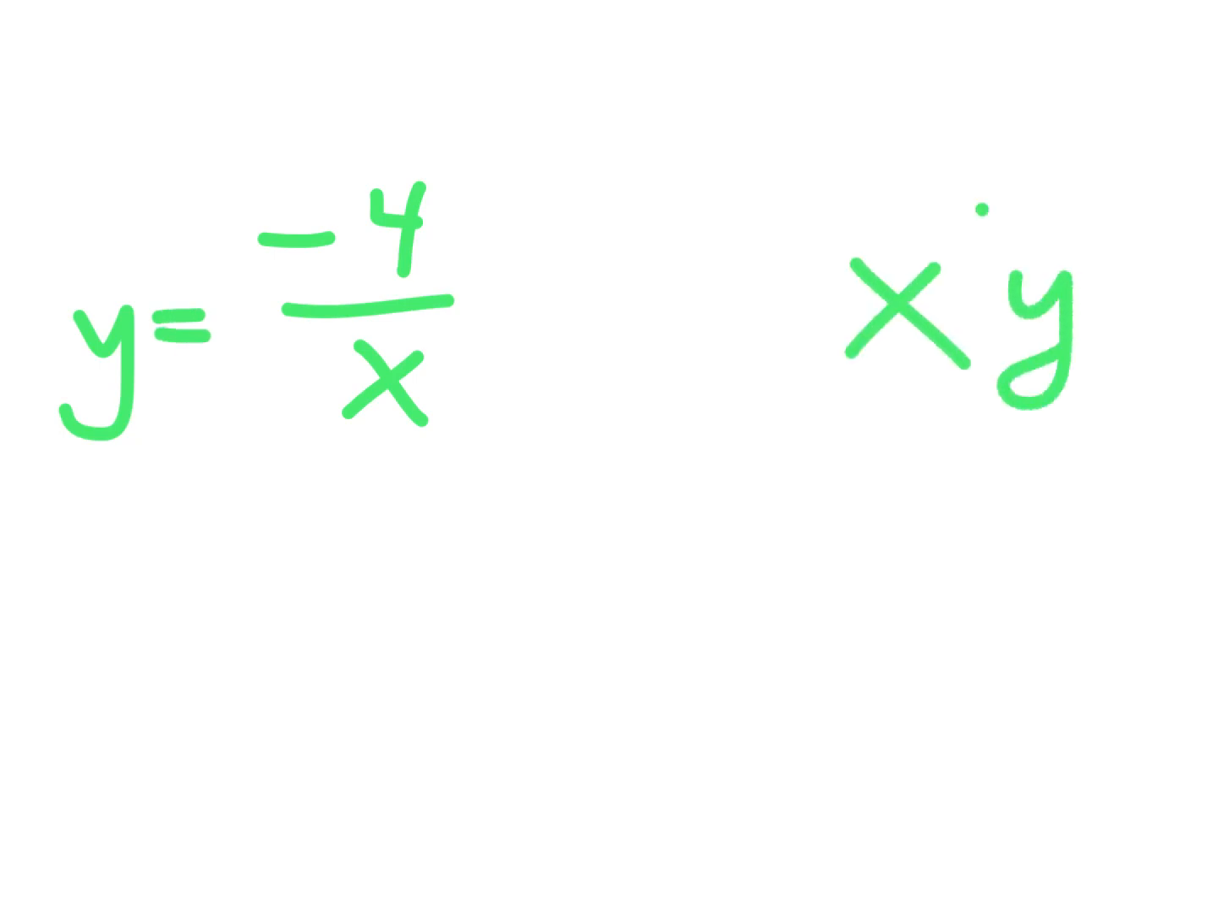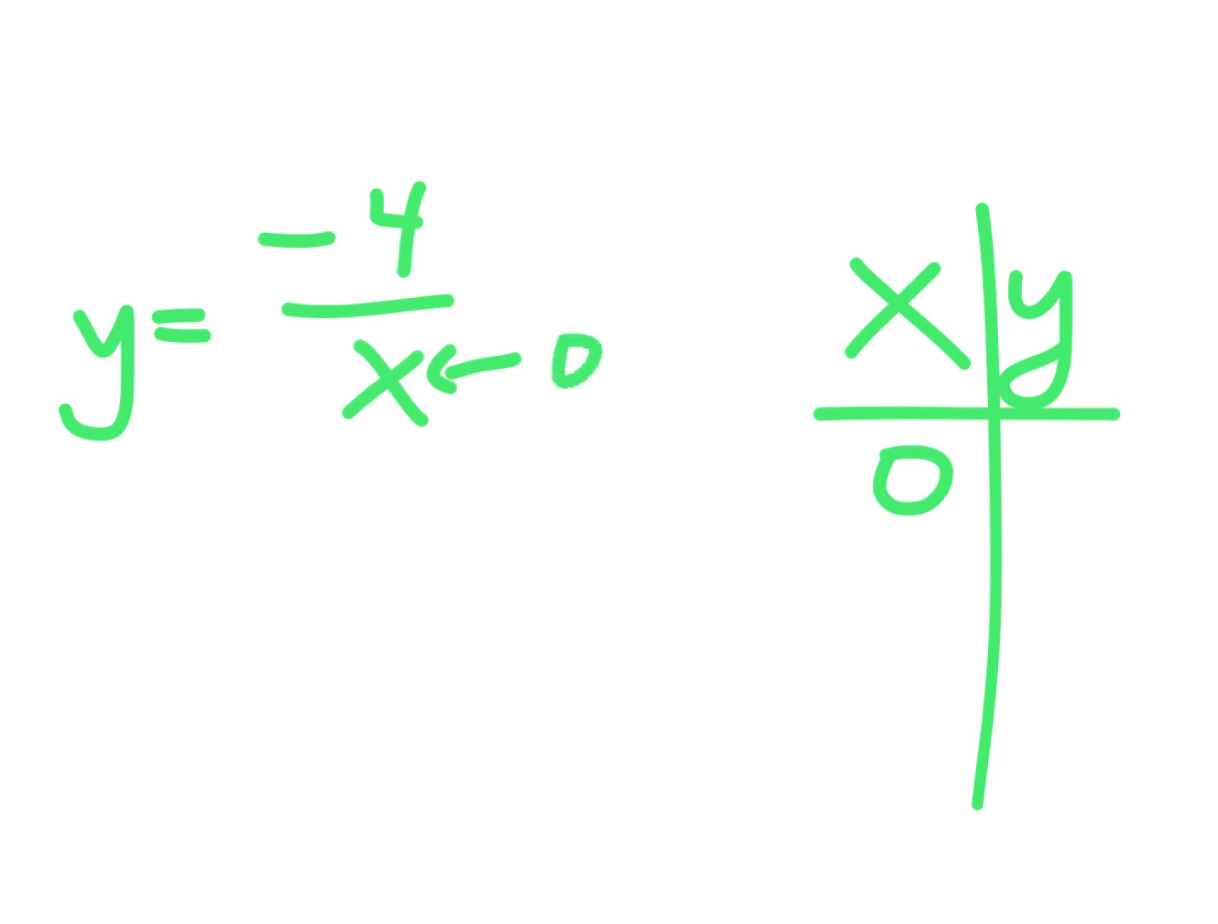-4 over x. Okay. If I was going to graph this, there's like 3 parts to it: your XY chart and your asymptotes. Let me help you with both. This is the first one on the back page. I'm going to put in a 0. And if I put a 0 here, you can't divide by 0. That tells me the asymptote.